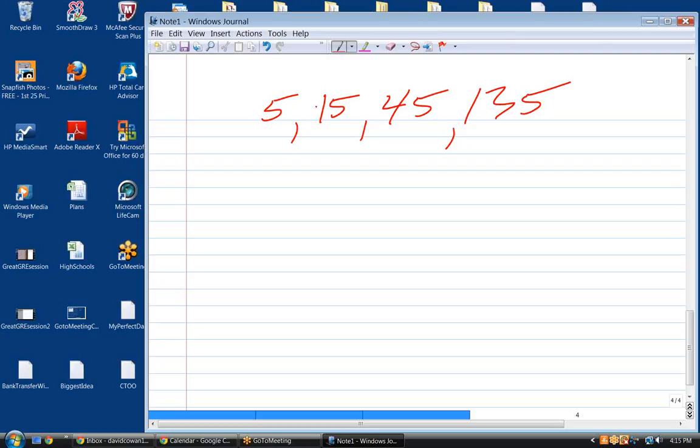Well, the common difference, that's 10, that's 30, so it's not arithmetic, but it is geometric, because if you take any term and divide it by the previous term, you get 3. So it's a geometric series with a common ratio equal to 3. Now, for a geometric series, the explicit term is the first term times the common ratio to the n minus 1.